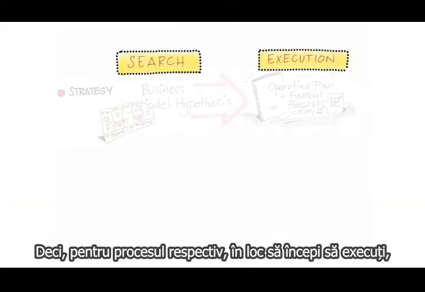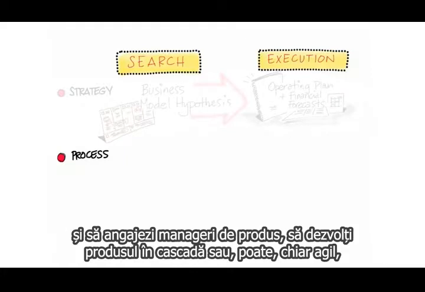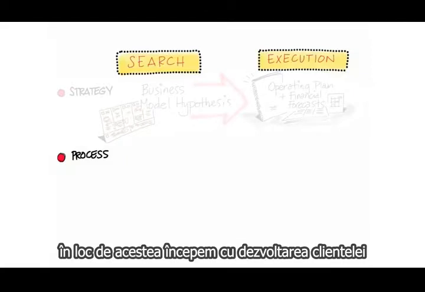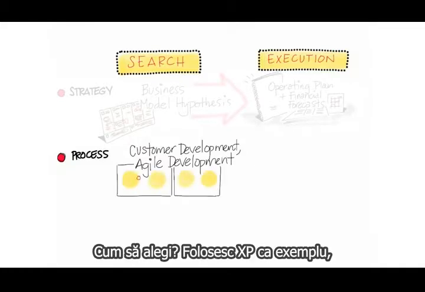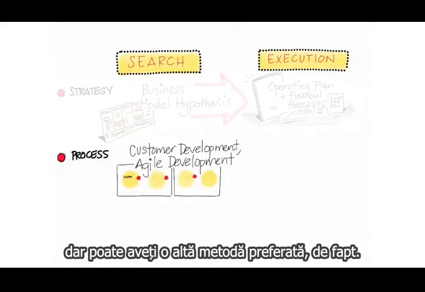So what this really means is that for process, instead of just going to execution first, hiring product managers, doing waterfall development, or maybe even agile nowadays, we're actually going to start with a customer development process coupled with some kind of agile engineering process. Which one you pick, I use XP as an example, but it could be whatever your favorite process is.